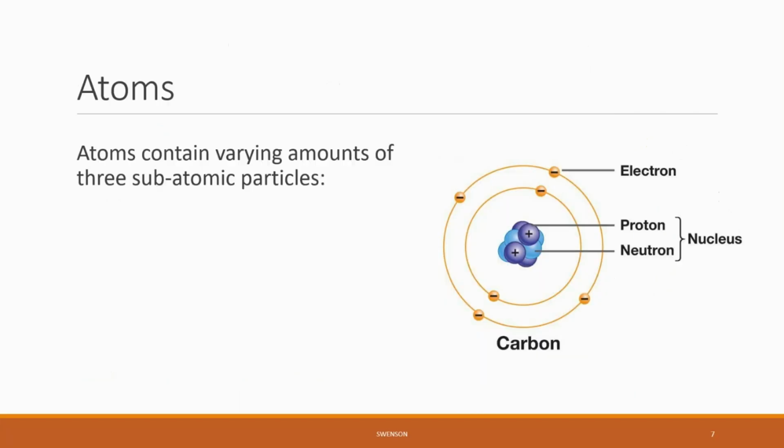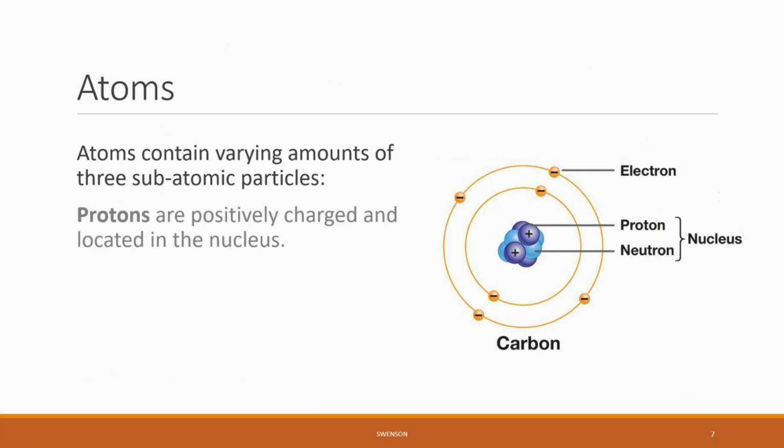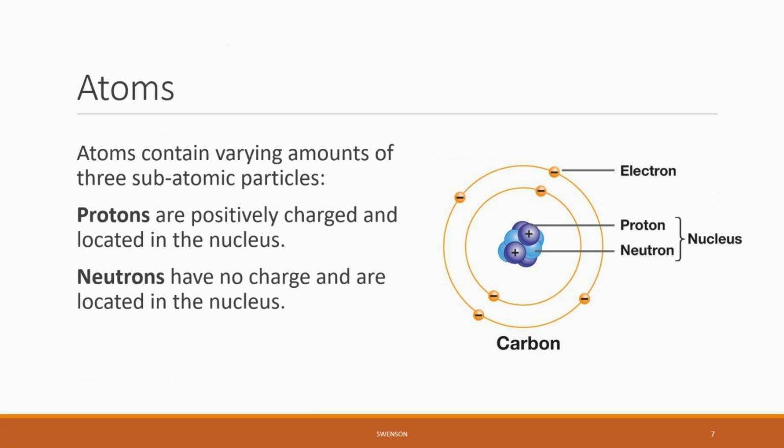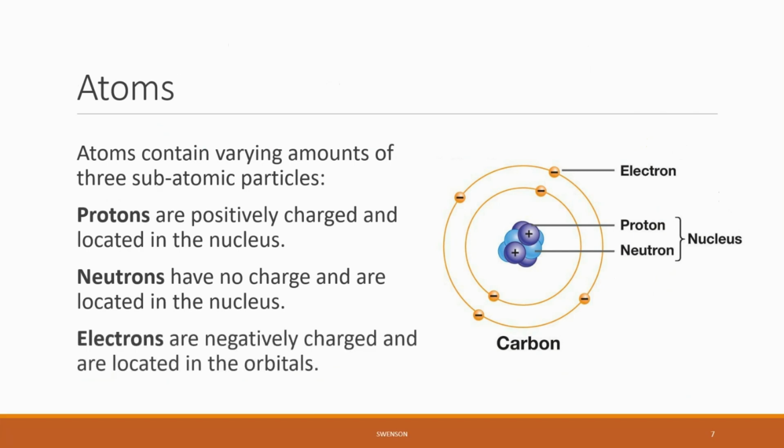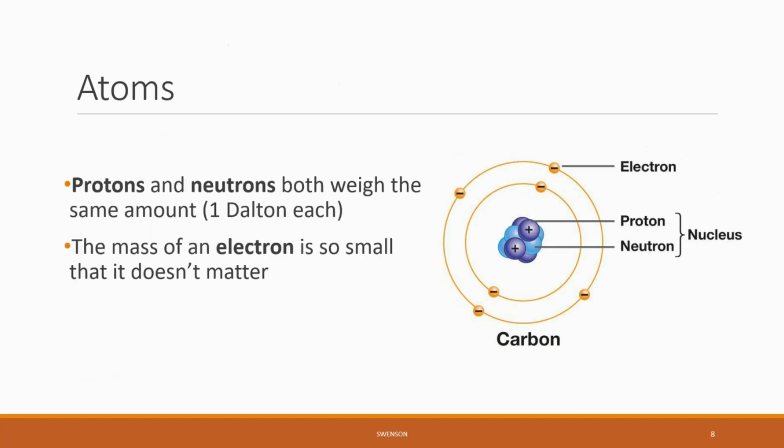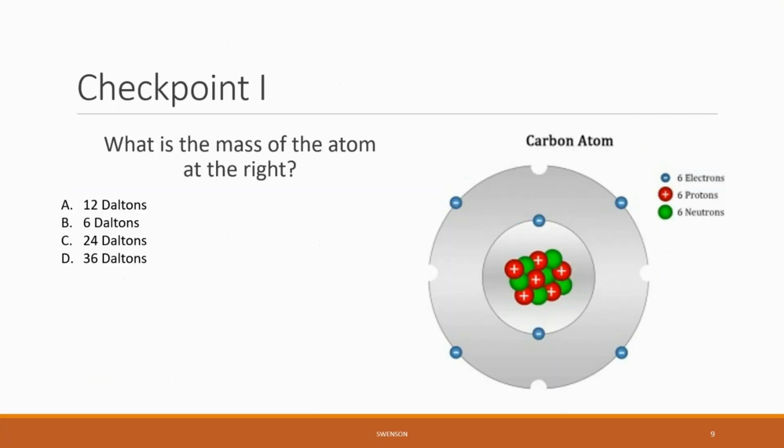An atom can be broken down into three subatomic particles: the proton, neutron, and electron. The neutrons, as their name implies, have no charge, while the protons have a positive charge. Electrons are located in orbital around the nucleus and have a negative charge. Protons and neutrons both weigh the same amount, 1 Dalton. The mass of an electron is so small that it doesn't matter. The atomic mass is equal to the number of protons plus the number of neutrons.